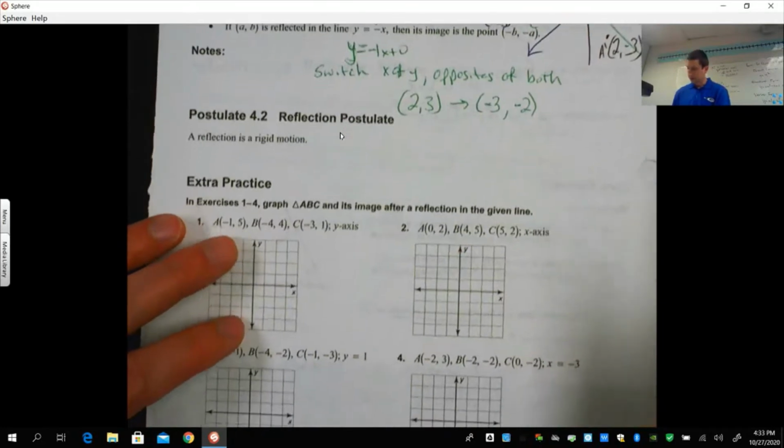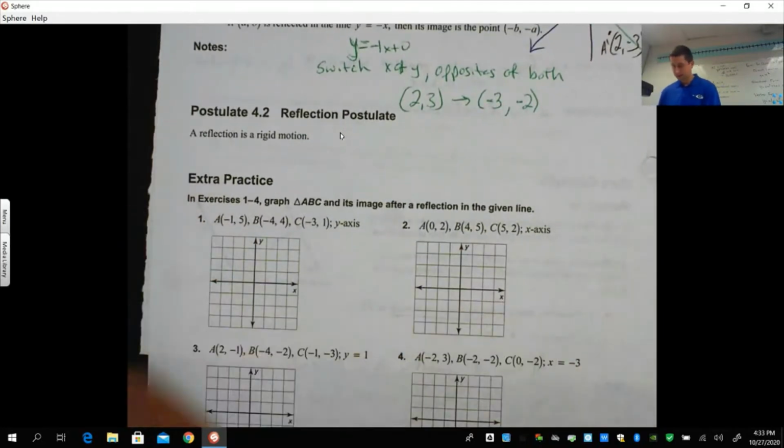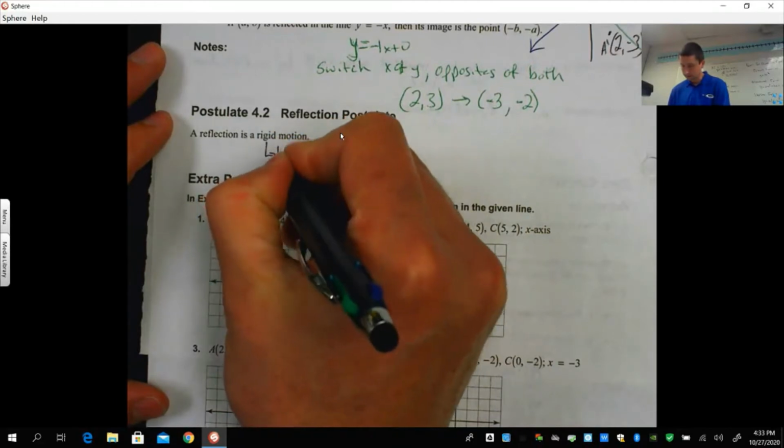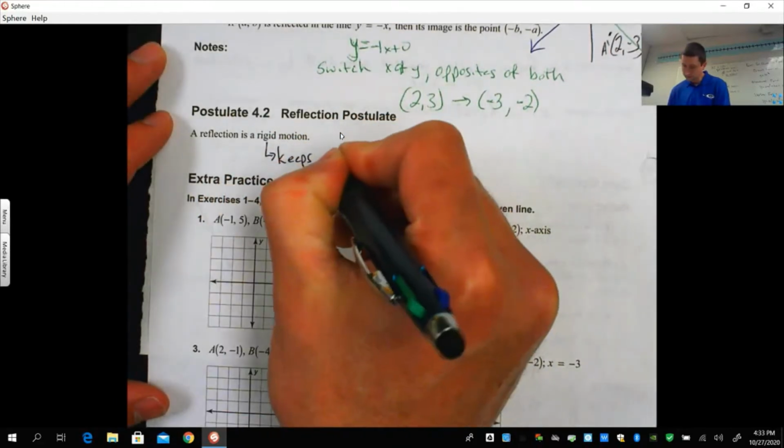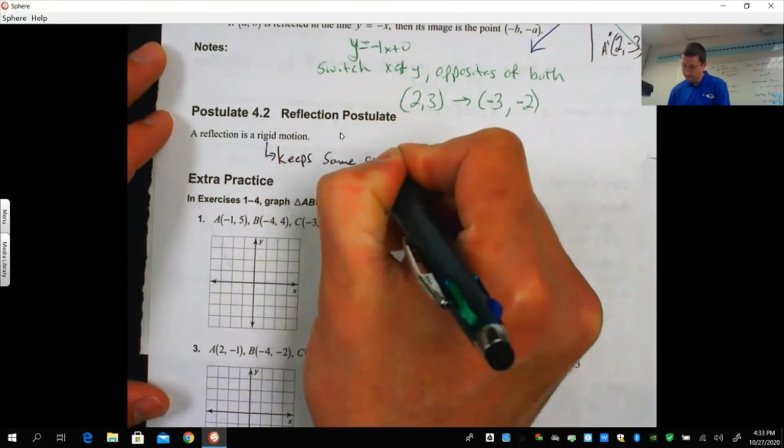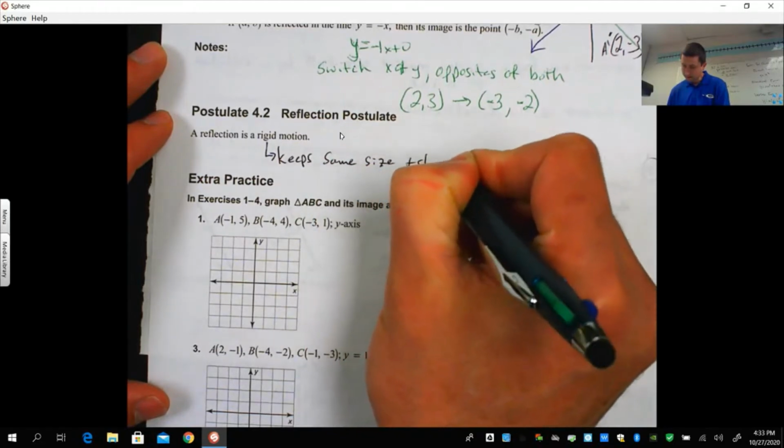Postulate says a reflection is a rigid motion. That just means it keeps the same size and shape.